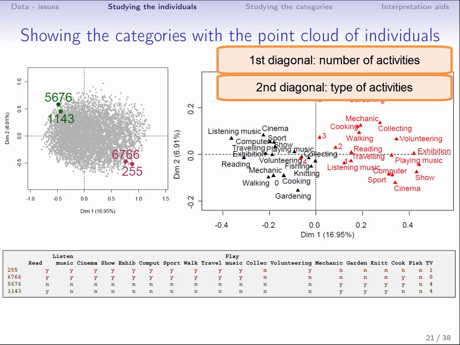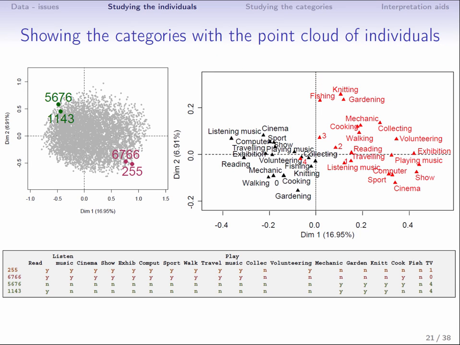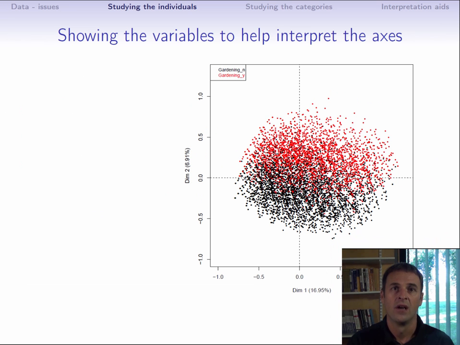Later on, we are going to see how to project the categories of the supplementary variables onto the graph in order to answer the following question. Are the dimensions of variability that we have just seen related to some of the supplementary variables, like age, for example? For now, let's go back to the graph of the individuals colored according to the gardening variable. Let's see what happens when we project them all onto one of the dimensions.